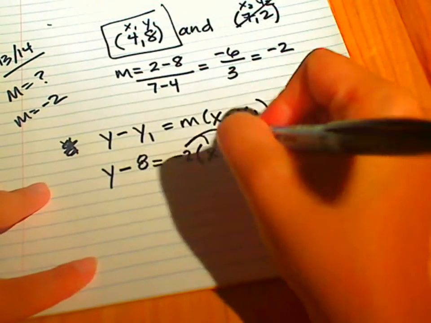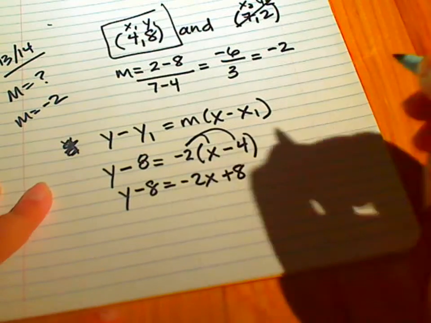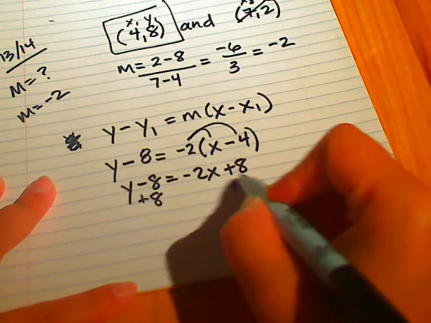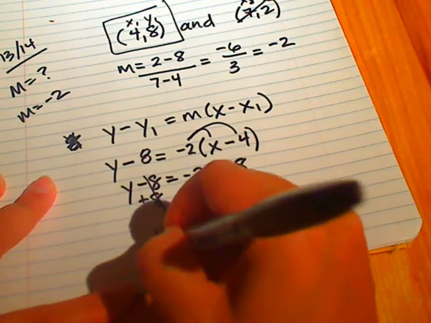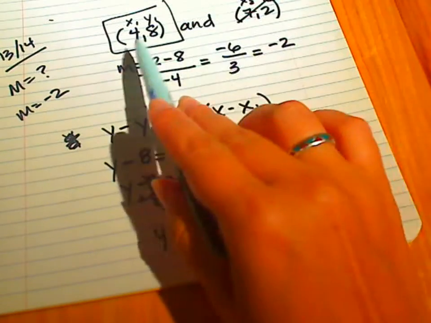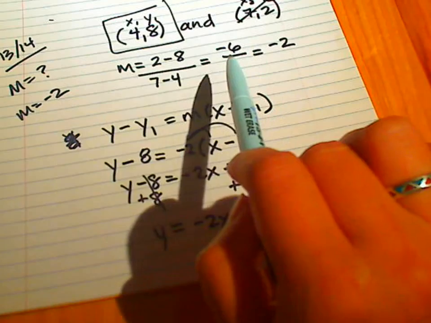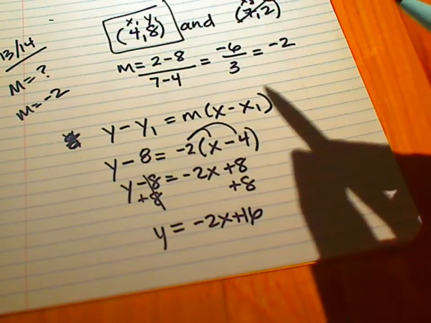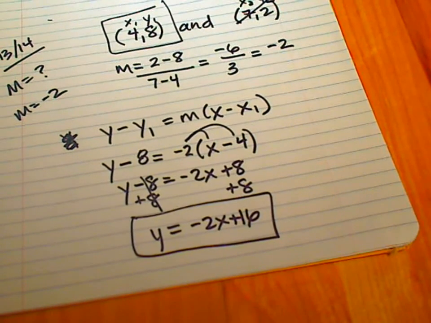Same process, distribute. Y minus 8 equals -2x plus 8. I need to move this over, plus 8, plus 8. Remember, I don't add to everything, I add it only to the stuff it's alike with. Y equals -2x plus 16. So if you're given 2 points, it's kind of like a several mini-step problem: you do the slope formula, and then you plug them in, and then get everything over so that y is by itself. So this in the end is what I'm looking for.